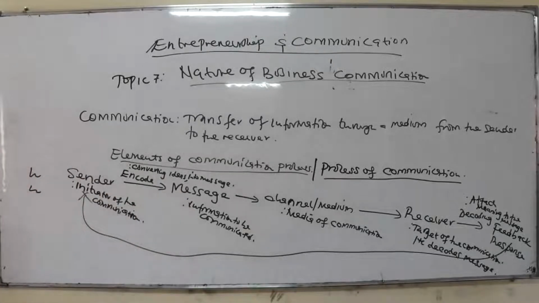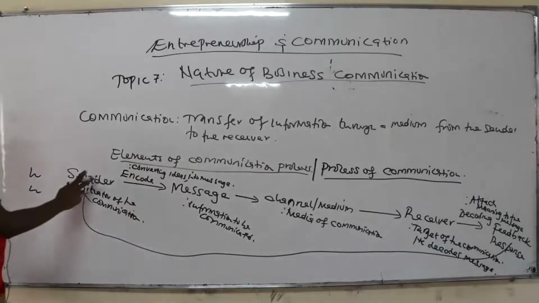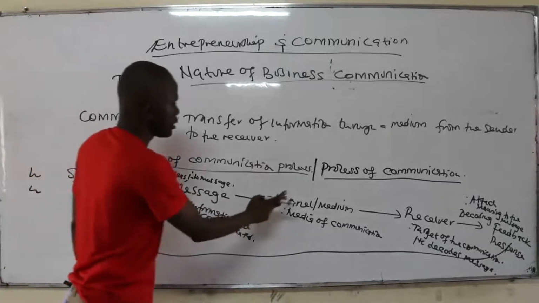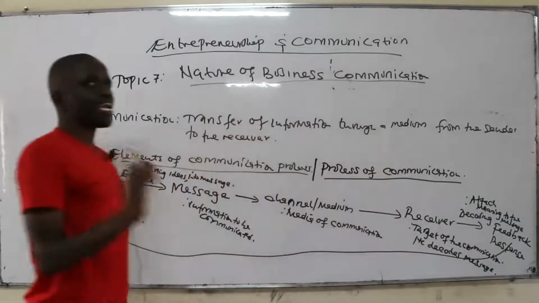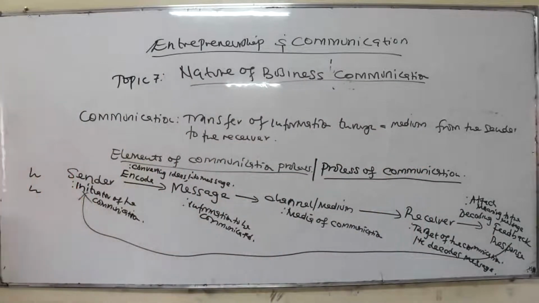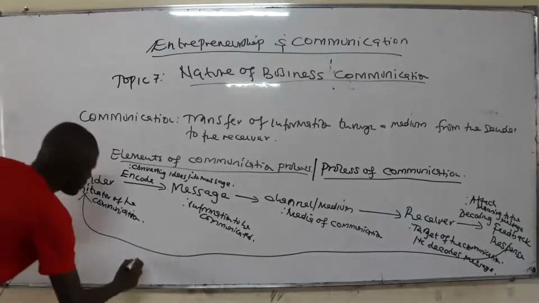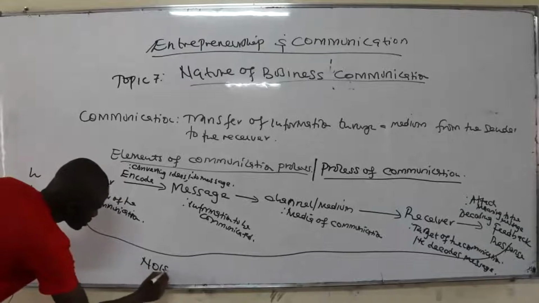They are also called functional elements. There is one element of communication process that is dysfunctional. How many elements do we have? 1, 2, 3, 4, 5, 6, 7. The 8th element is a dysfunctional element. It interferes with the communication process. And the 8th element is called noise.